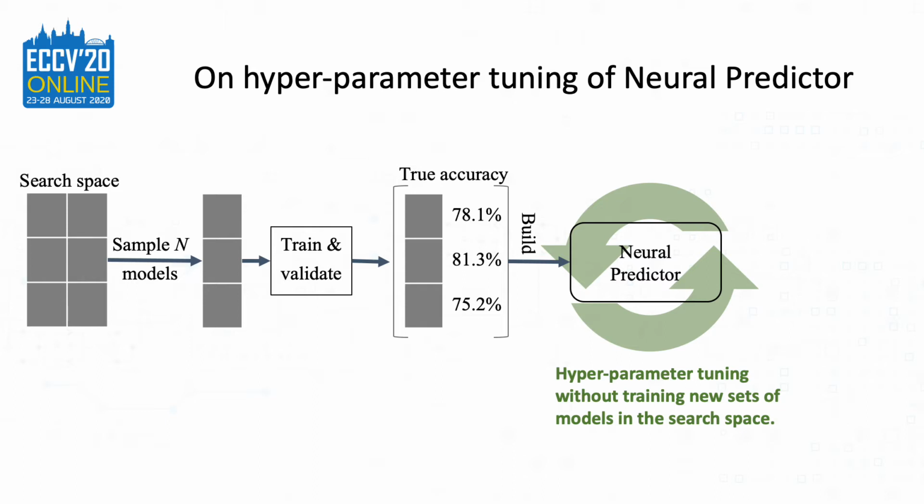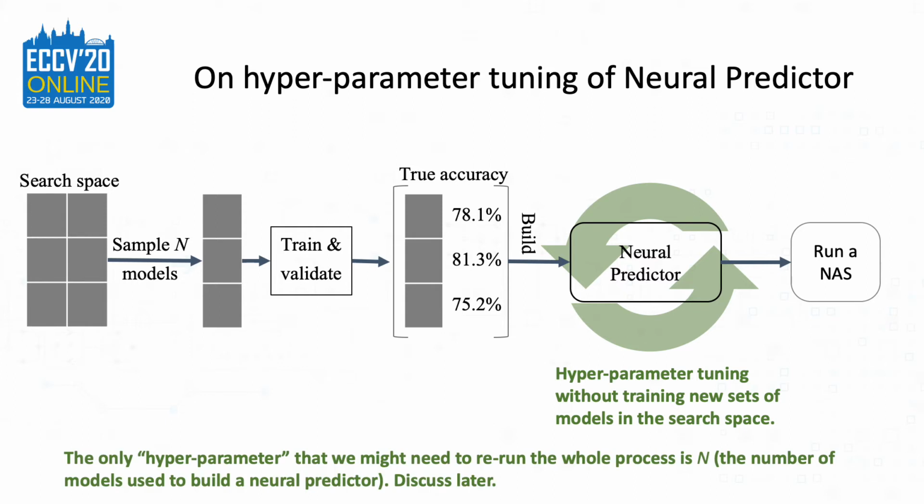This is a standard cross-validation in supervised learning, which can be done using the single dataset we obtained. Therefore, we don't need to rerun any steps ahead. Tuning those hyperparameters is fast because the regression model is very small. After we build the predictor, we run a single search to find the best model. The only hyperparameter that we might need to rerun the whole process for is n, which is the number of models used to build the Neural Predictor. We'll discuss it later.